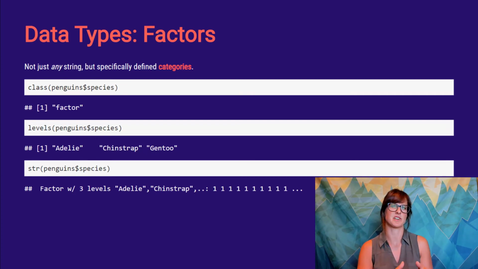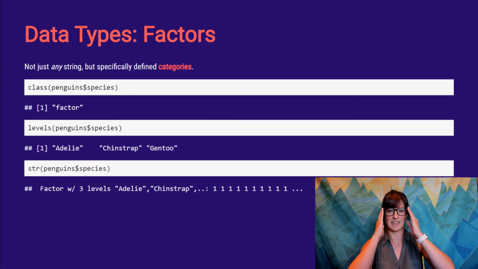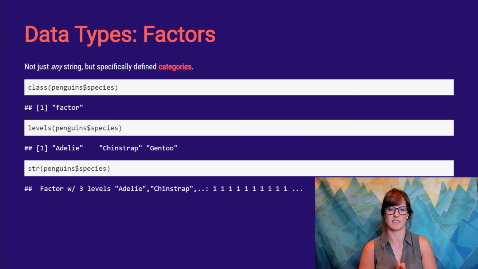And remember that structure function, str, often very, very useful. Here we can see it is a factor, it has 3 levels. It starts to list the levels, but it runs out of space, so don't take that too seriously. Always use levels to see all of them. And then you see this 1, 1, 1, 1, 1. We'll get to that in a moment.